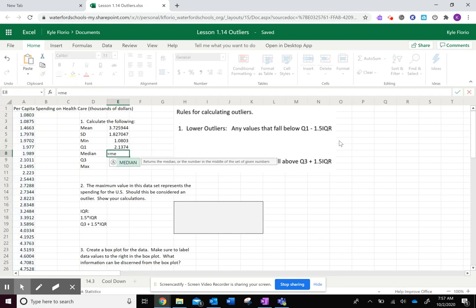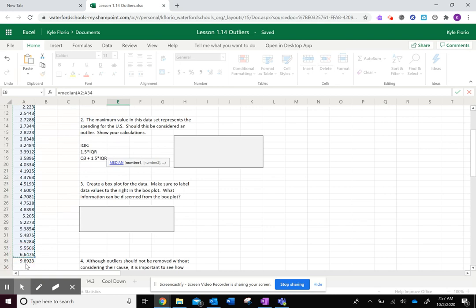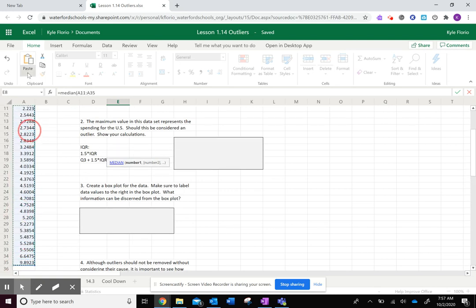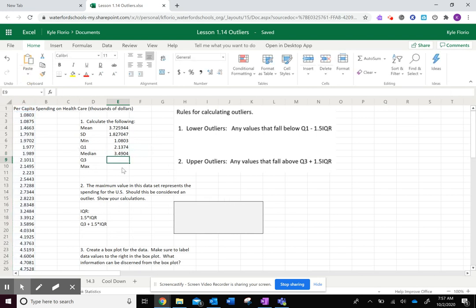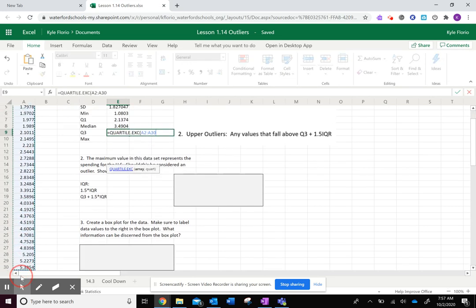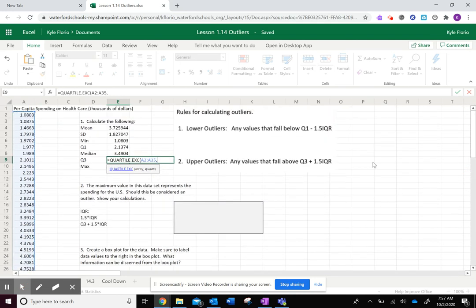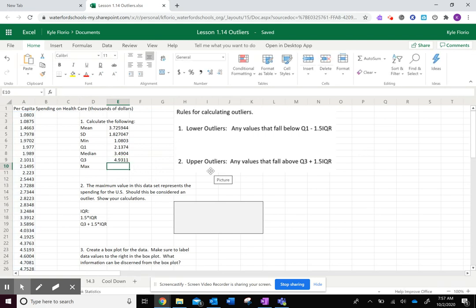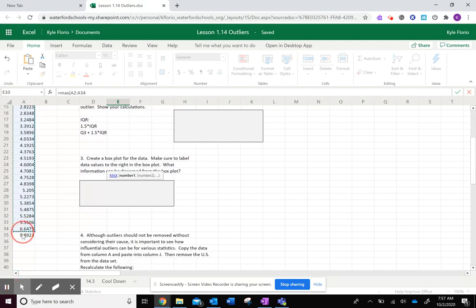Median, equals median. I'm just going to spell that one out. Find the median value for this data set, no problem. Oops. Let's get all of it. Okay, there's the median. And Q3, so again, equals QUARTILE.EXC. We're going to highlight the numbers. And for the quartile 3, we got to tell it that it's the third quartile, so it's going to be comma 3. And then the max, I'm just going to use the formula again, but we know the max is going to be that number at the bottom. It was like 9.8. Yeah, 9.89.